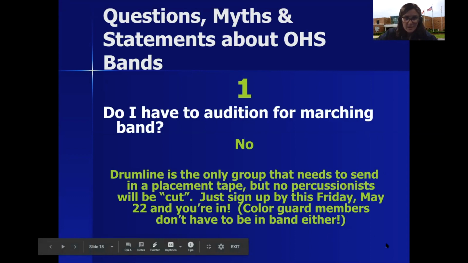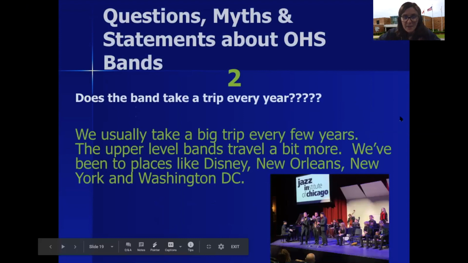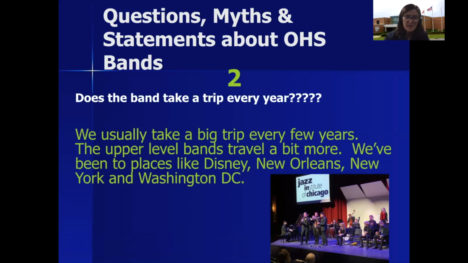All right, let's go to the next one here. Does the band take a trip every year? We usually take a big trip every few years. The upper level bands do tend to travel a little bit more, but we've been to places like Disney, New Orleans, New York, Washington, D.C., and other ones around there, Memphis, Nashville. There's just a whole lot of really cool trips we've taken.